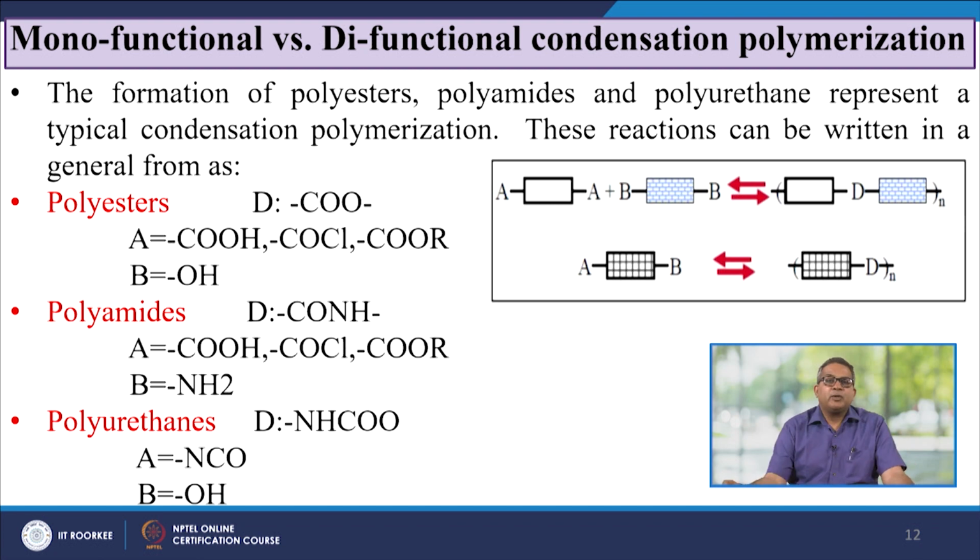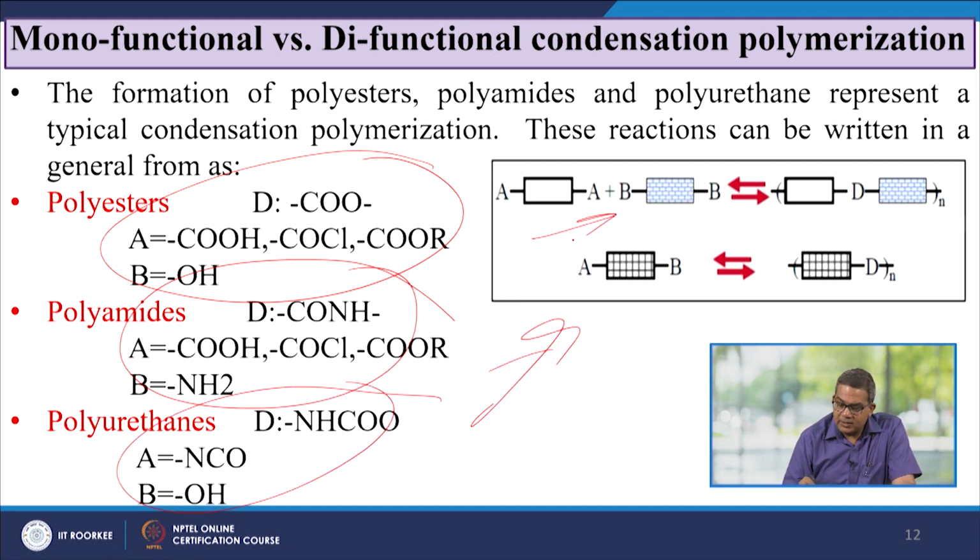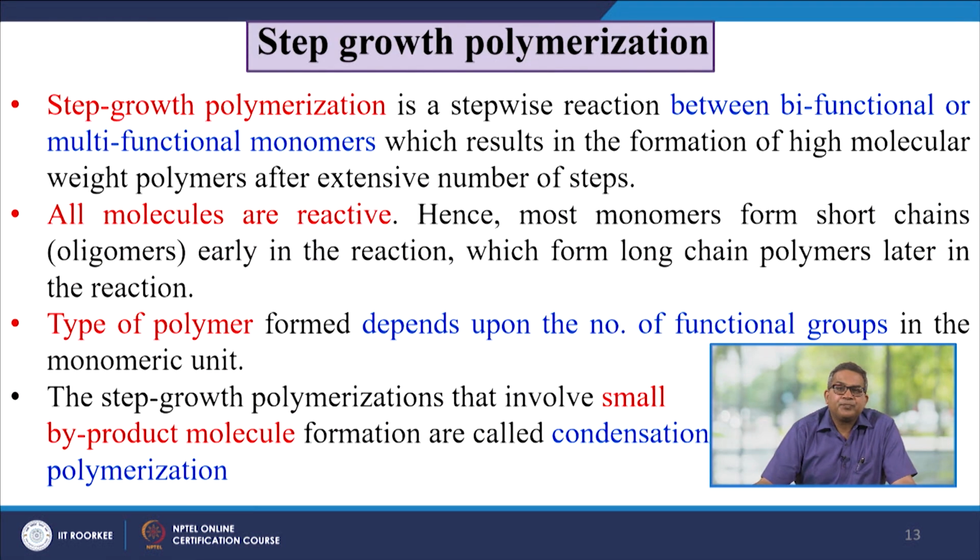Now, let us talk about monofunctional versus difunctional condensation polymerization. The formation of polyester, polyamide, or polyurethane represents typical condensation polymerization. These reactions can be written like this: this is for the polyester, this is for the polyamide, and this is for the polyurethane. And you see that this is the broad spectrum of this particular representation.